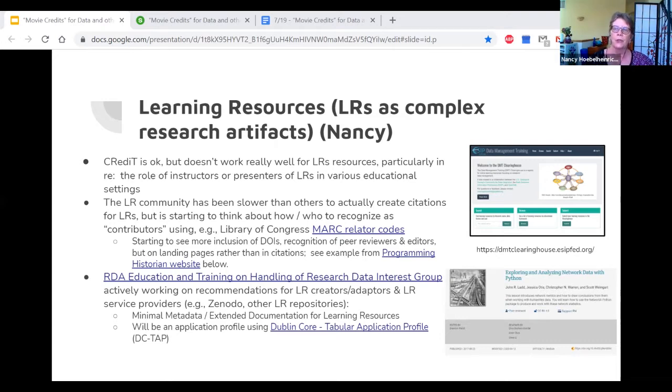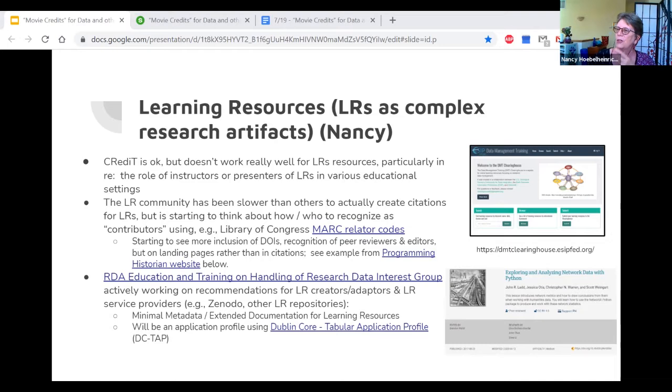They're closer to literature, especially. People have been using the Library of Congress MARC relator codes as a way to find out what different contributions would be. And you're starting to see more examples on the landing pages of what kinds of contributions could be made. What I've got here on the bottom right is an example of what the Programming Historian is doing in terms of resources that they're creating, which is an interesting way to do it.